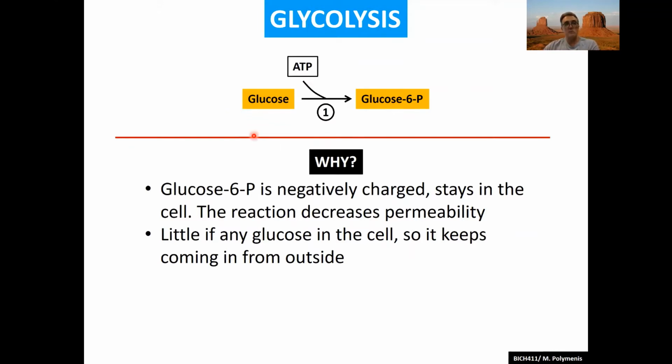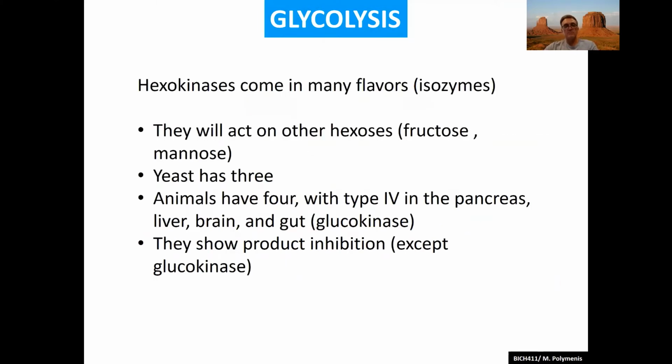The hexokinase keeps phosphorylating it, and everything stays inside the cell. Okay, so that's why you want to phosphorylate. You want to keep it inside, and the reaction decreases permeability, and free glucose keeps coming in from the outside.